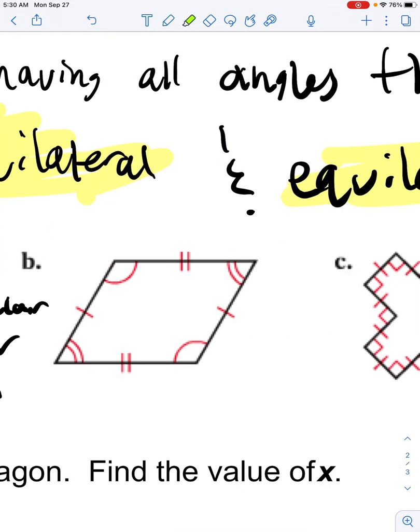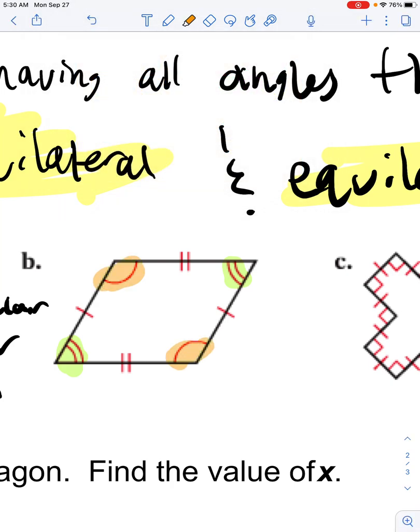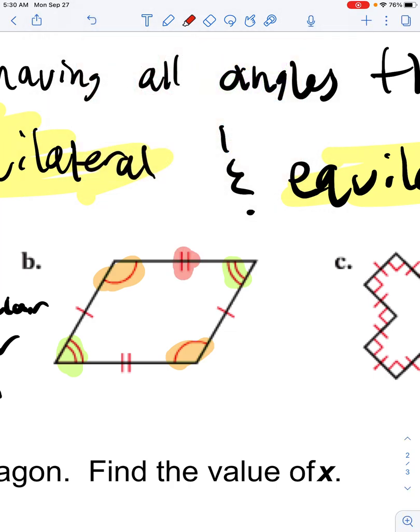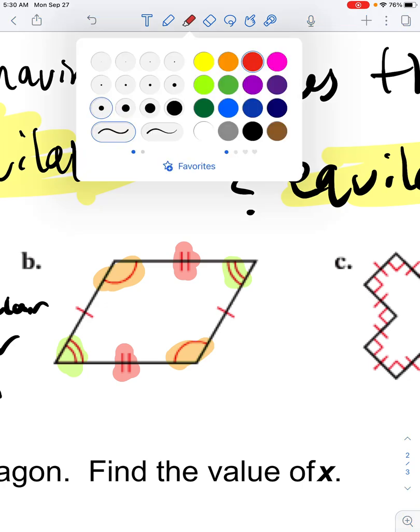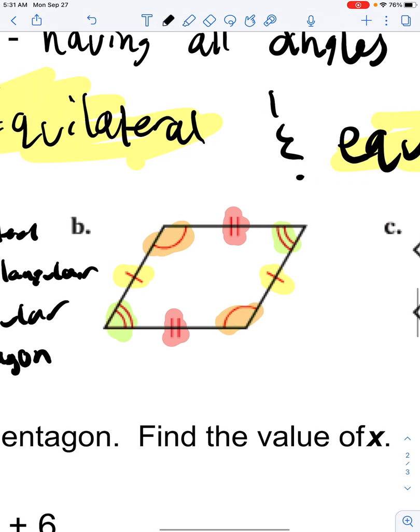Now, if I look over here, I've got some congruent statements. Again, these two angles, because they have two congruence marks, are congruent. These angles are congruent. These sides are congruent. And these sides are congruent. But not all the sides are the same. Not all the angles are the same.